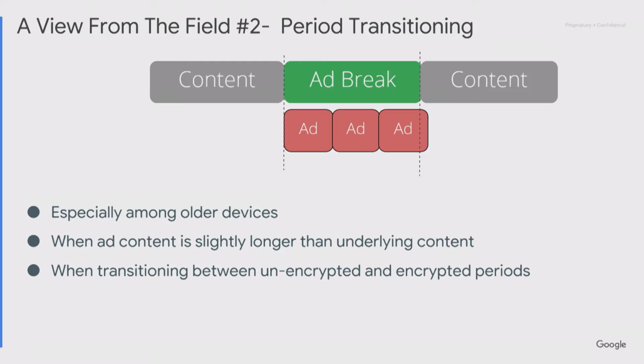But then when you're transitioning from one period to another, now the player needs to know that it's actually a different period with a different type of encryption. If the player is lucky enough to start playing during the content, which is encrypted, then its decoder is already initialized for a decrypting mode using whatever Widevine or PlayReady it wants. If it's not that lucky and it starts in the middle of an unencrypted ad, it's going to say, oh, I don't need to do anything with my decoder. It's just going to work, right?